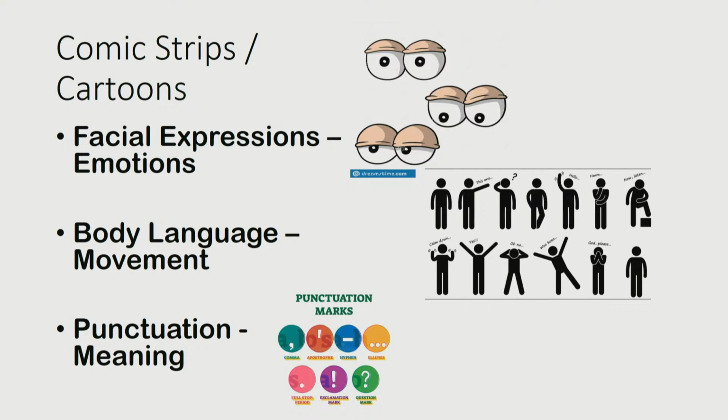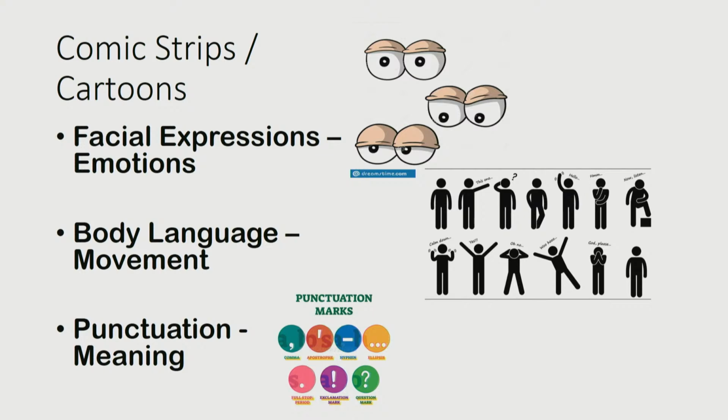Body language creates movement. If we look at the following, body language. How do you know the character is happy if their arms are up in the air? How do you know if the person is running? Their knees are bent, their legs are bent, and the feet are in the air. So body language creates movement because, as I've said to you before, it is a flat piece of paper. How can the cartoonist create movement? By using body language and facial expressions to add to the emotions.